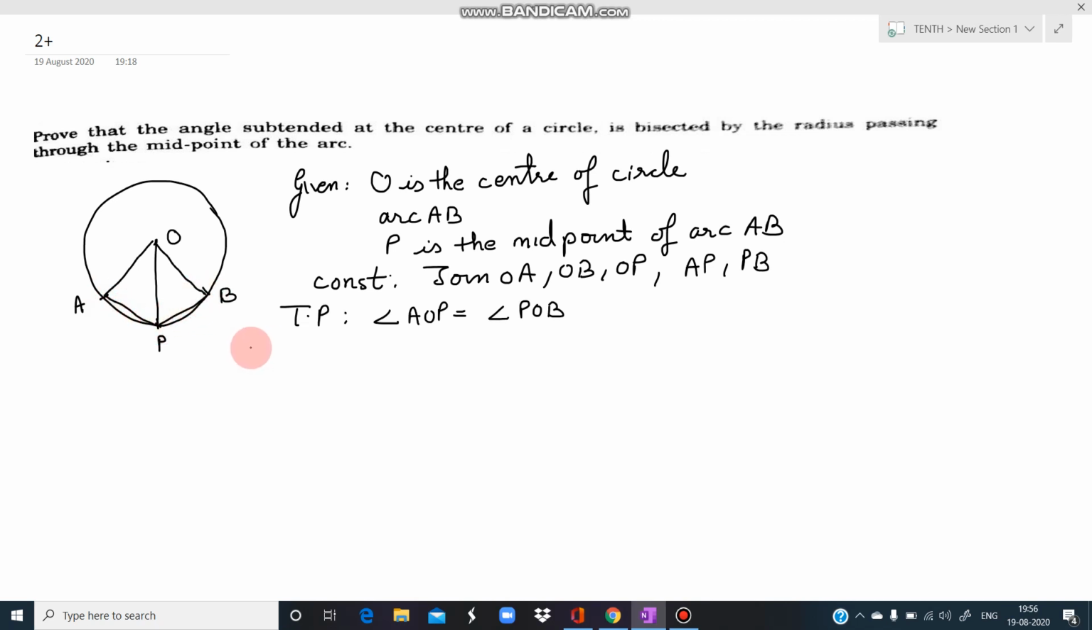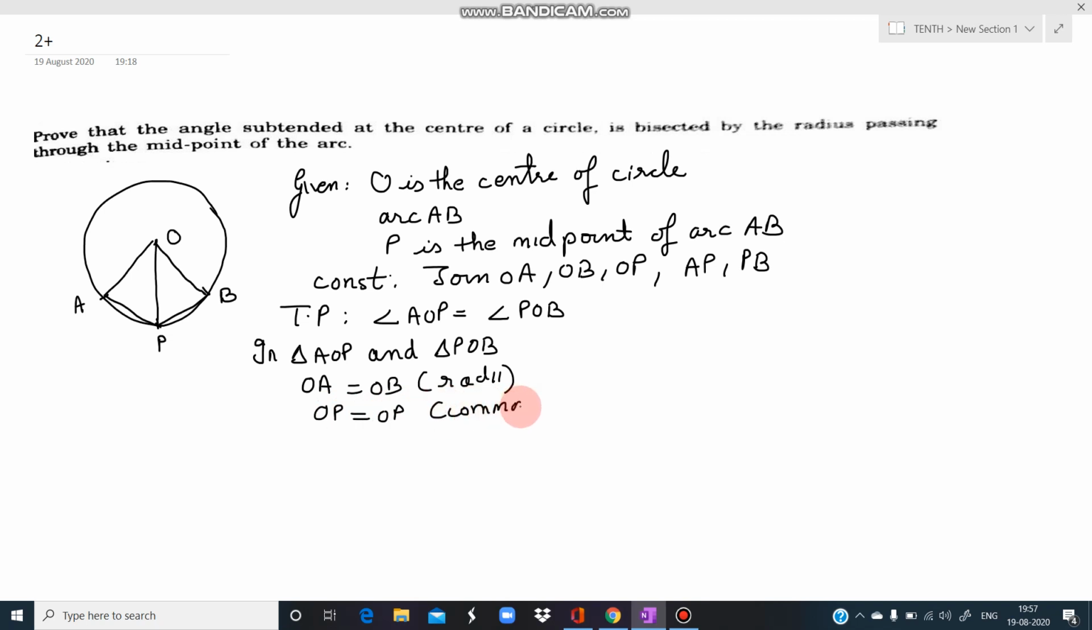We have a direct result that equal arcs subtend equal angles at the center. But we will not prove it directly, we will prove it properly. So here we take two triangles, that is triangle AOP and triangle POB. Here OA is equal to OB. Why? Because they are the radii. Secondly, OP is equal to OP because it is common. Thirdly, AP is equal to PB. Why is it equal? Because arc AP is equal to arc BP. Now how are arc AP and BP equal?